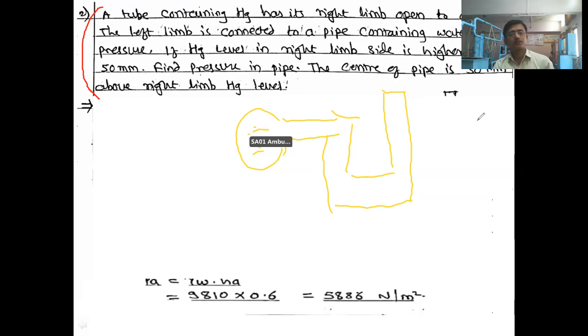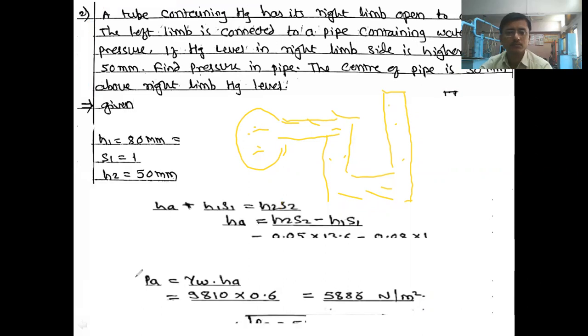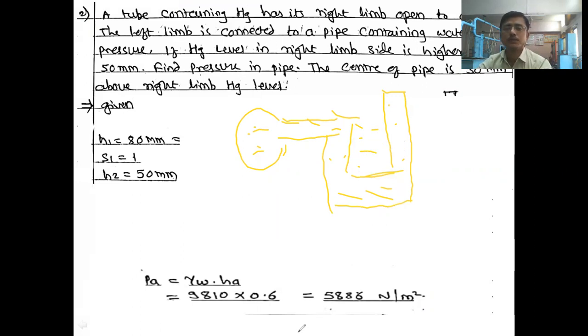Okay, I have taken your attendance. So to show the level of mercury, you can use a different color. Okay, sir.